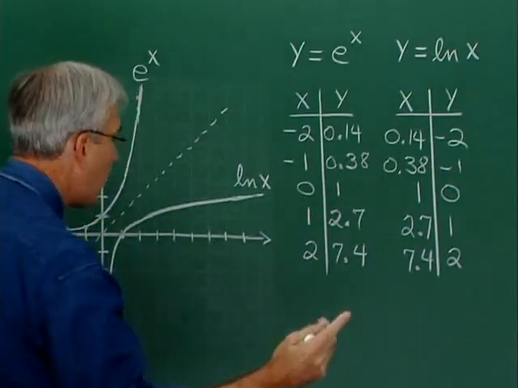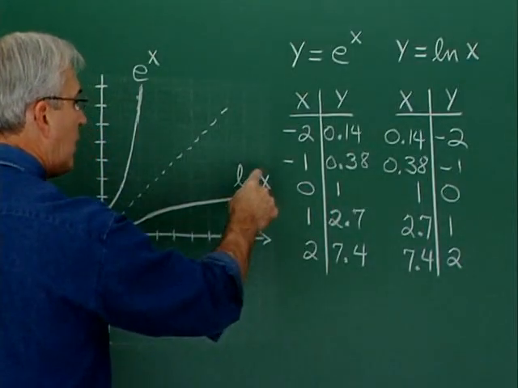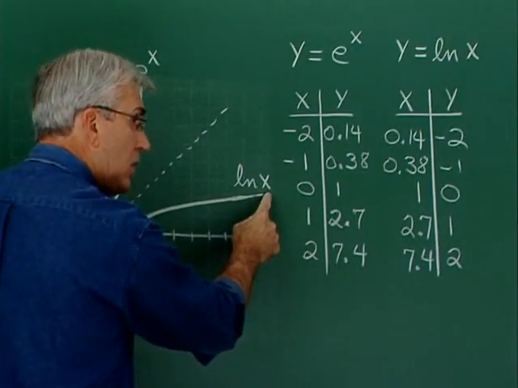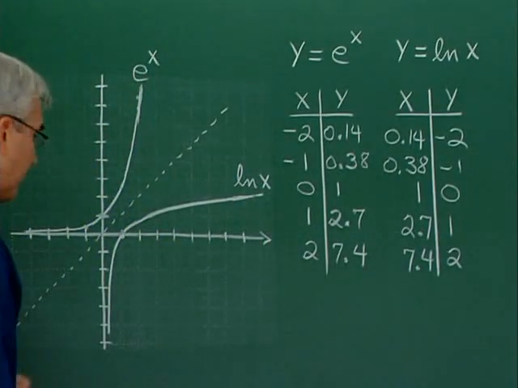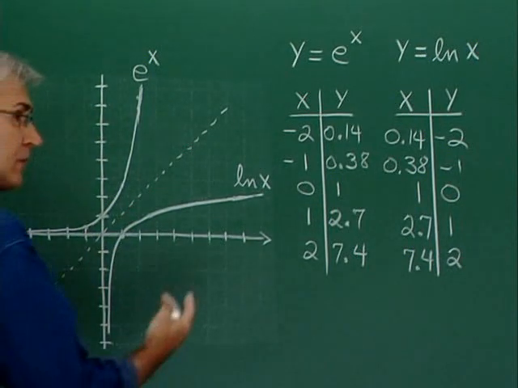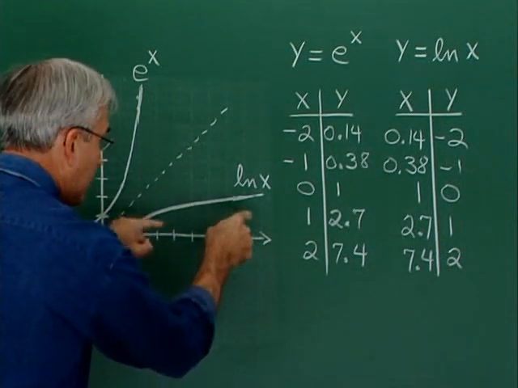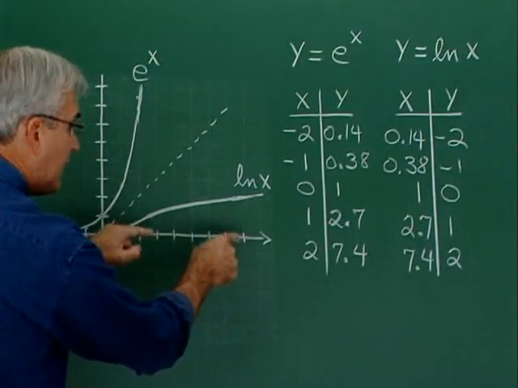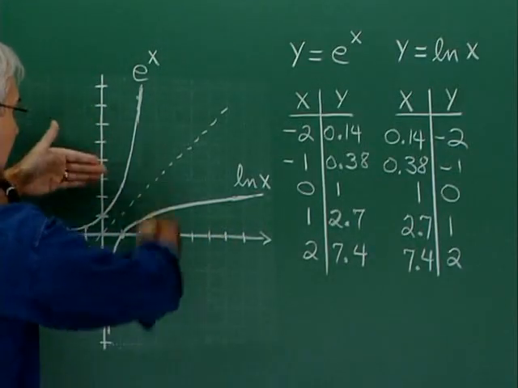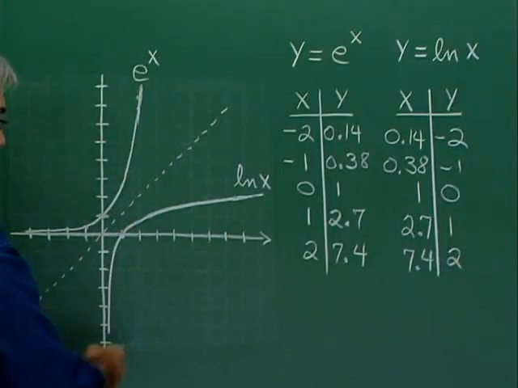And we saw that before. That is, we can only take the natural log of positive numbers. We can't take the natural log of 0, nor can we take the natural log of negative numbers. That's why the graph doesn't appear over here. And then the range of the inverse function, you see, is the same as the domain up here. So the range is all real numbers.